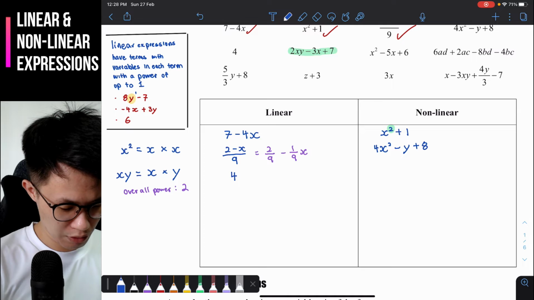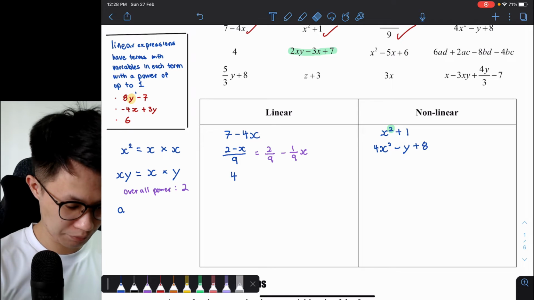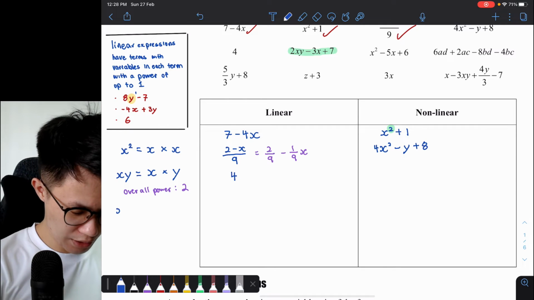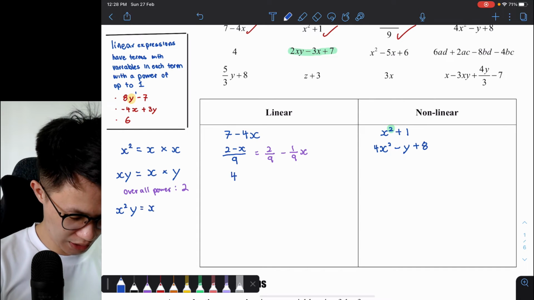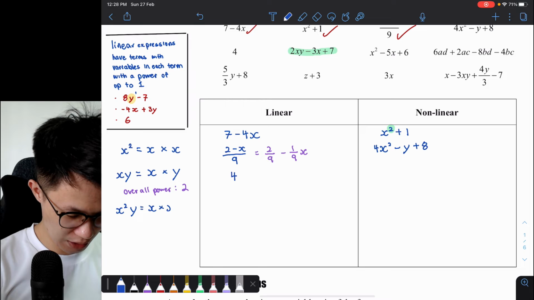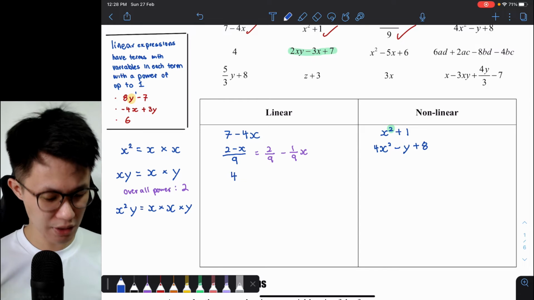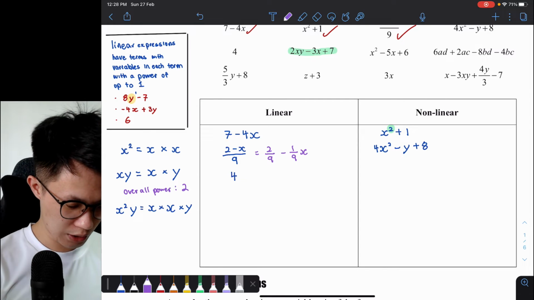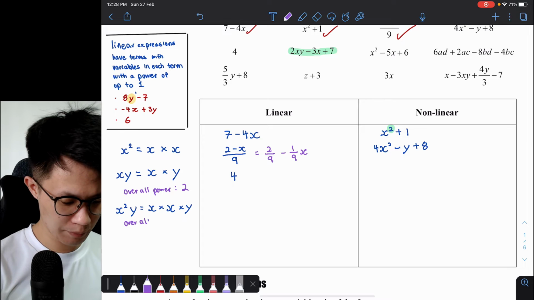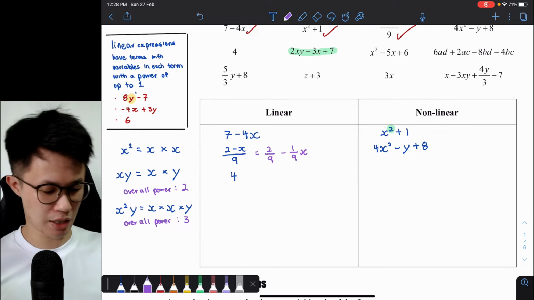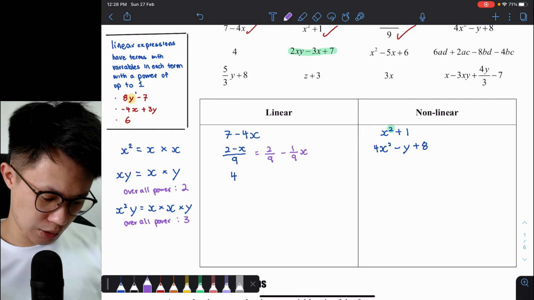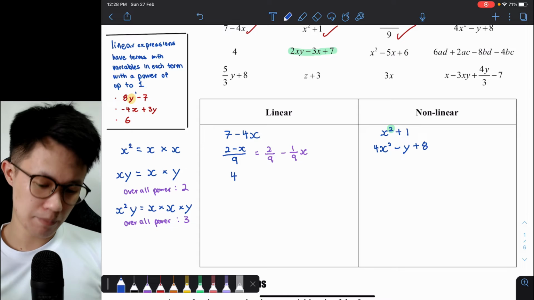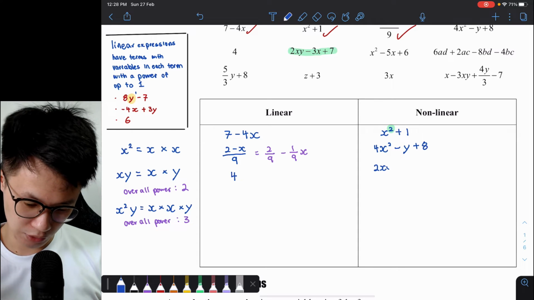I can give you an example of that. For example, if I have x squared times y, this is x times x times y, and this is also non-linear because it has an overall power of 3, since x squared is 1 plus 1, so 2 plus 1. So in this case 2xy minus 3x plus 7 is non-linear as well.